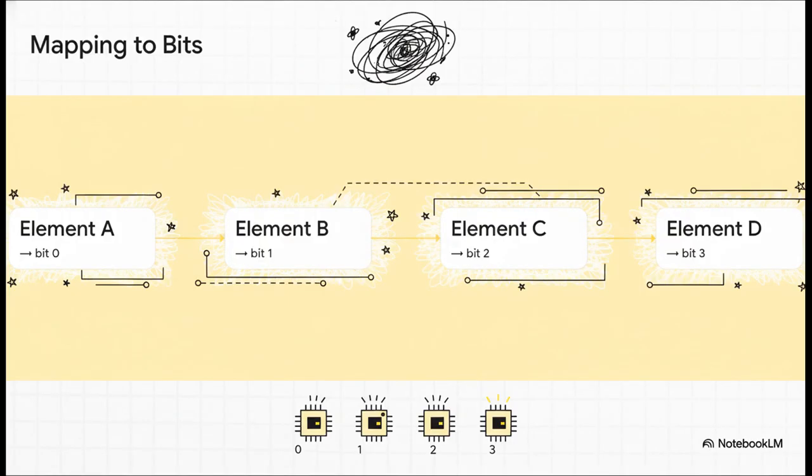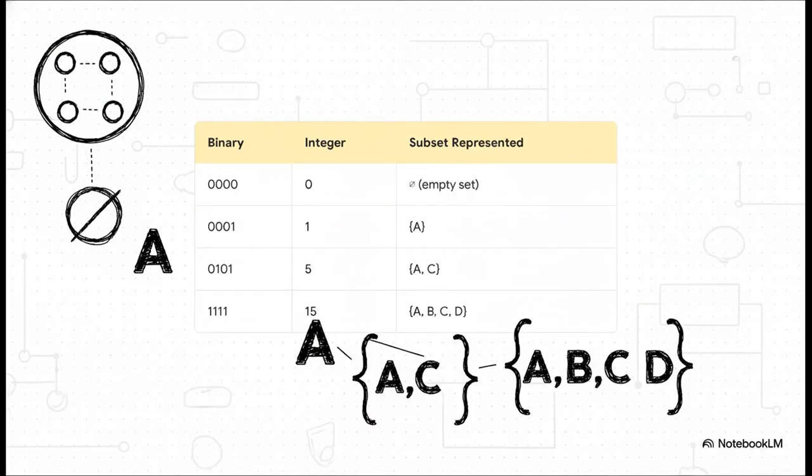Okay, let's make this real. Imagine our universe of items only has 4 things: A, B, C, and D. That's it. We just assign each one a permanent slot, or a bit position. So A gets the first slot, which is bit 0, B gets the second one, bit 1, and so on. This mapping is fixed. It never, ever changes. And this is where it all clicks into place. The number 0, right? In binary, that's 0000. All our light switches are off. That represents the empty set.